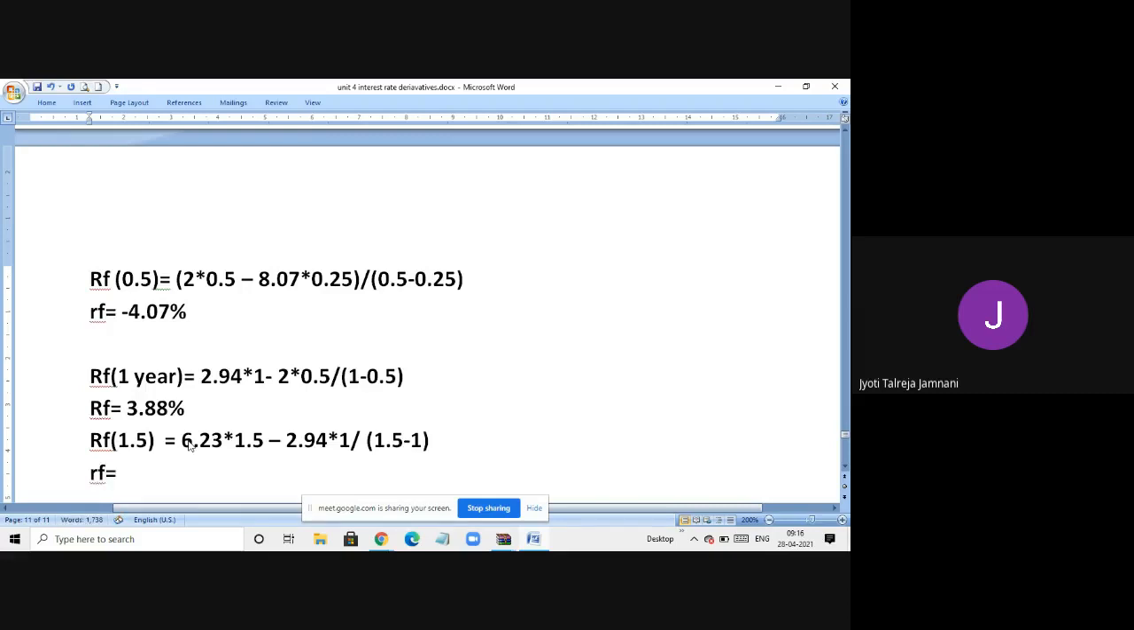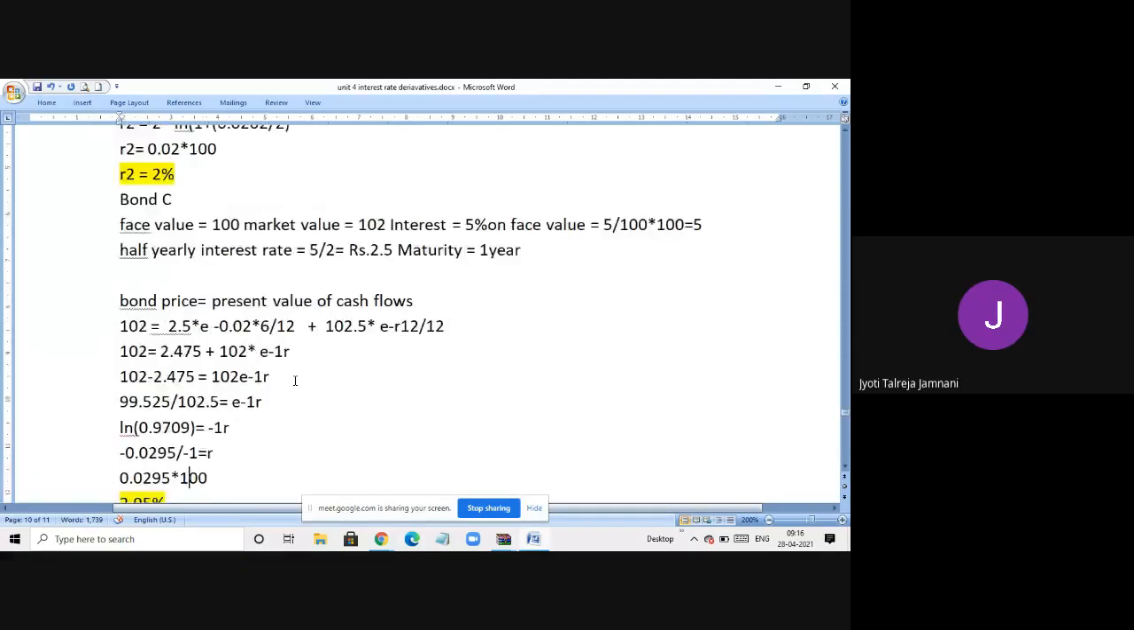RF is equal to 12.81. I have got, just check. Yes, ma'am. 12.81%. So we solve the second part also. We found the forward rate.